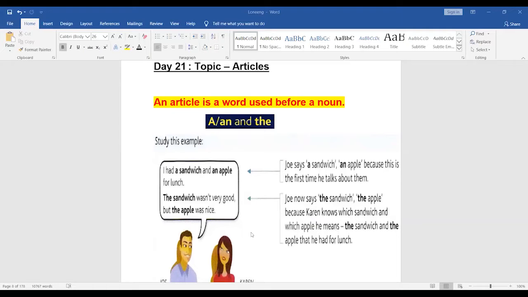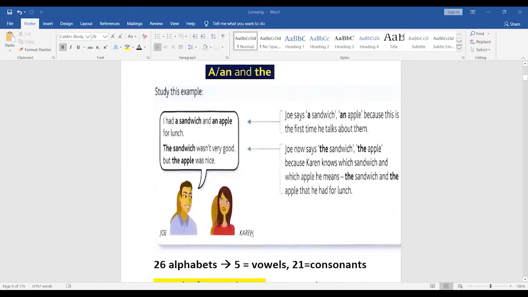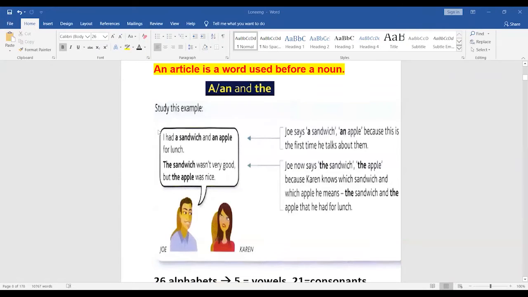Okay, now let us take a look at this picture. This is Joe and this is Karen. Now, Joe is telling Karen in the first sentence, I had a sandwich and an apple for lunch. So take a look at the way I pronounced a sandwich. The alphabet A, when you're speaking, is pronounced as "uh", and it's more stylish when you say "uh" rather than saying "ay". You can still choose to say "ay", it's not wrong, but I would strongly suggest "uh" because it sounds more stylish.